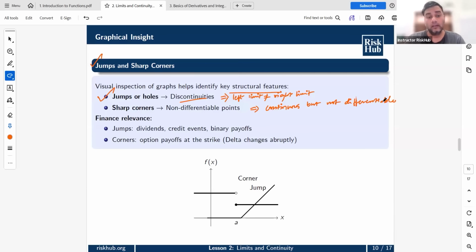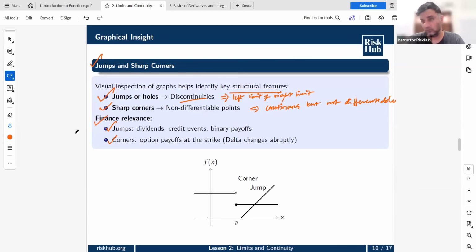Okay. Now, when you try to look at the financial interpretation, please note here jumps. The examples include your dividend payments, your credit default events, your binary option payments or payoffs. This creates your sudden price changes. When you look at your corners, option payoff functions have corners at the strike.